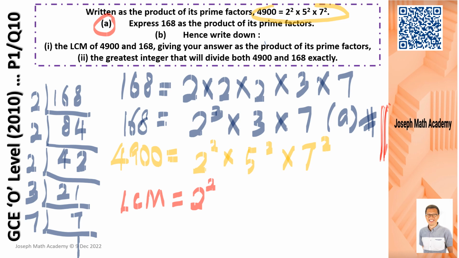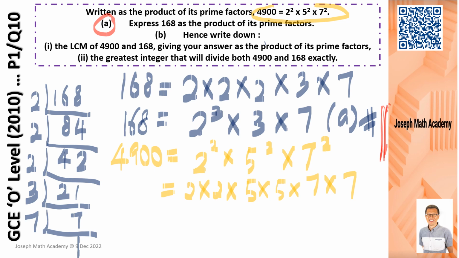Now let me write down a bit clearer for you. I'm going to split this up for you to see. This is 2 to the power of 3. This is 5 to the power of, no, wrong. 2 is to the power of 2 only. So 2 to the power of 2, 5 to the power of 2, and 7 to the power of 2. What is common between the two numbers? I'm going to circle for you. 2 is common. Then after that, 7 is common.